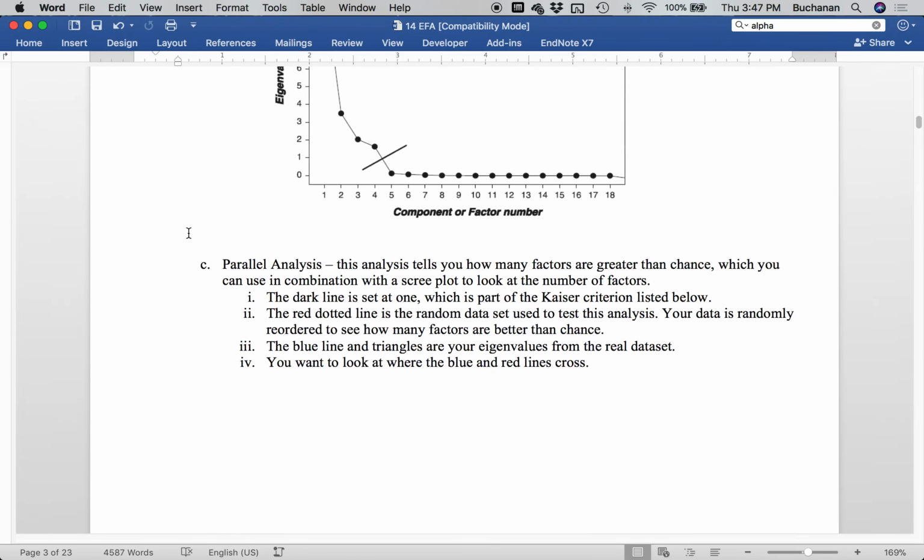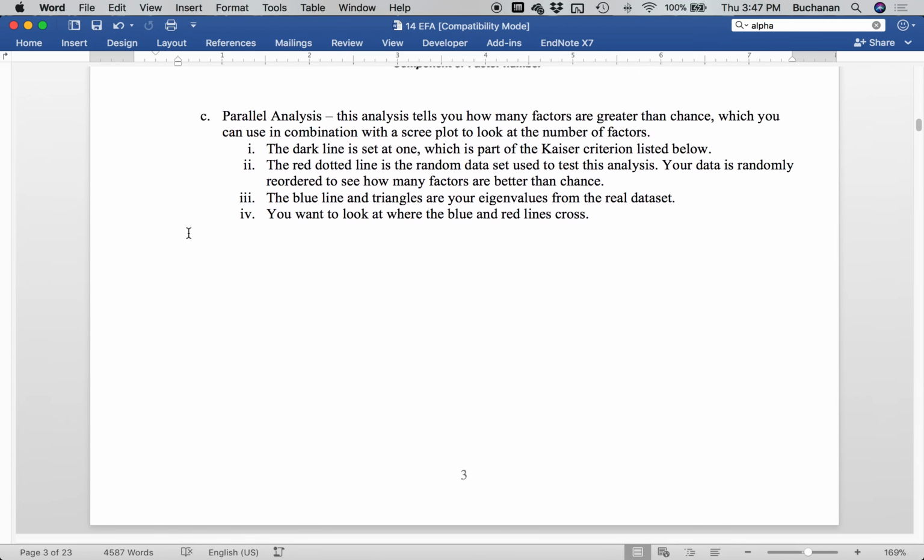Hey, if you want less voodoo and more real numbers, you can do a parallel analysis. That analysis tells me how many factors are greater than chance. What a parallel analysis does is it takes your data and runs the eigenvalues. And it takes your data and scrambles it all up and runs those eigenvalues again. And so we look at how many eigenvalues are greater than a randomized data set. If your eigenvalues are not greater than a randomized data set, that implies that they're not really useful.